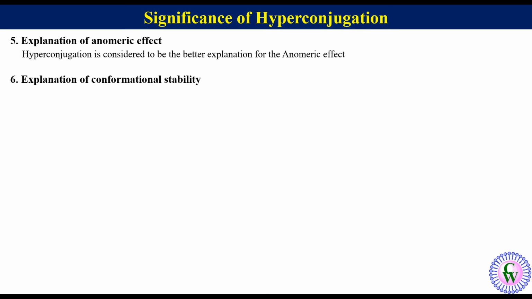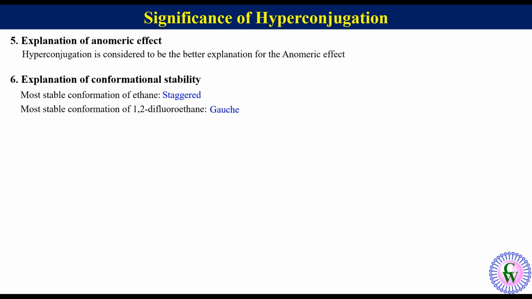Explanation of conformational stability. The most stable conformation of many compounds can be explained in terms of hyperconjugation. For example, the most stable conformation of ethane is staggered and the most stable conformation of 1,2-difluoroethane is gauche. These can be explained by hyperconjugation. I am not going to get into details as I have made separate videos on these topics. You can find the link for them in the description box of this video.